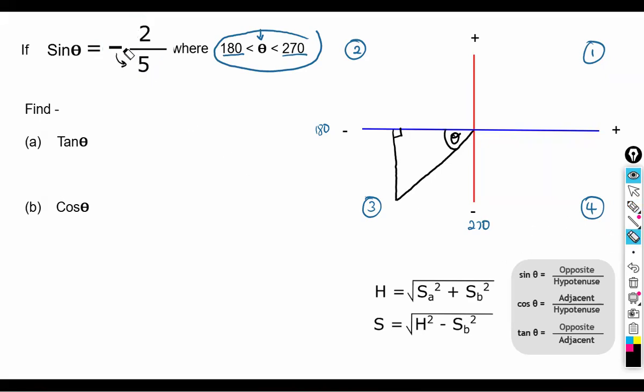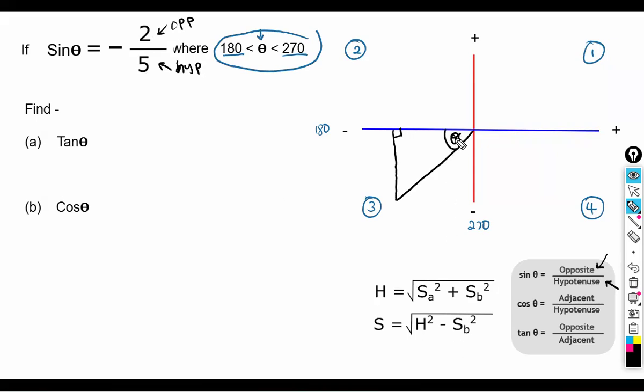But in these types of questions, we're going to have to reason out if that minus sign belongs to the 2 or to the 5. And it's going to be very, very easy. Don't worry. So it's a sine theta question. Sine theta is what? Opposite over hypotenuse. This is our form 3 formula. So the 2 is the opposite and the 5 is the hypotenuse. We'll figure out where that minus sign goes just now.